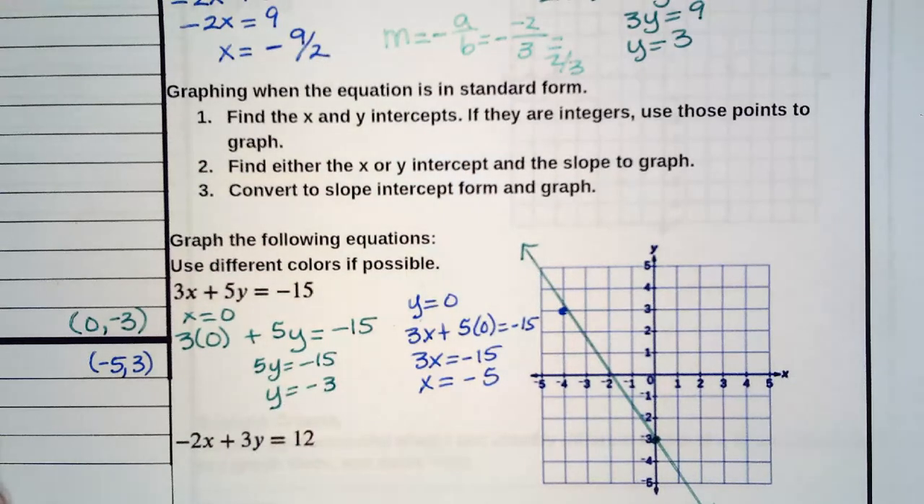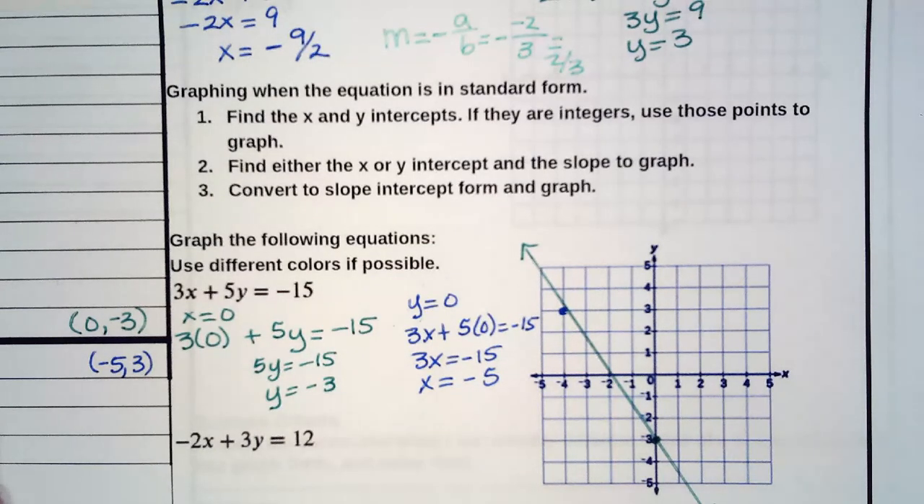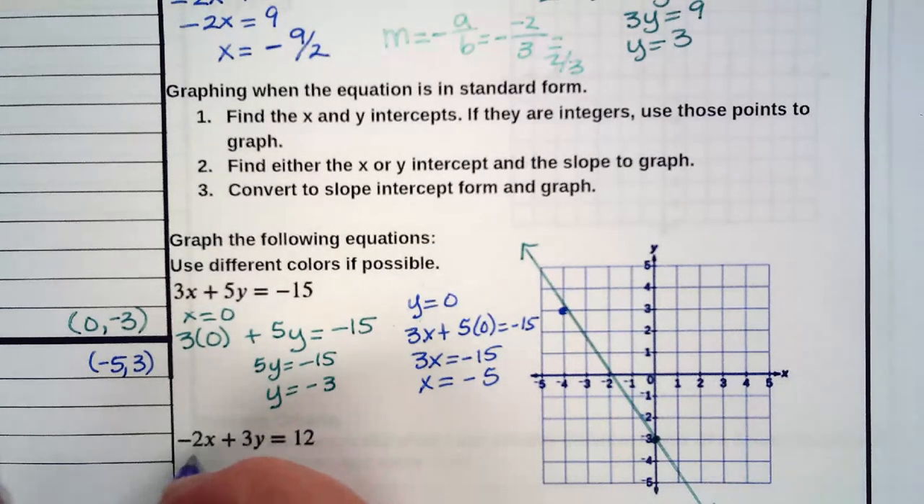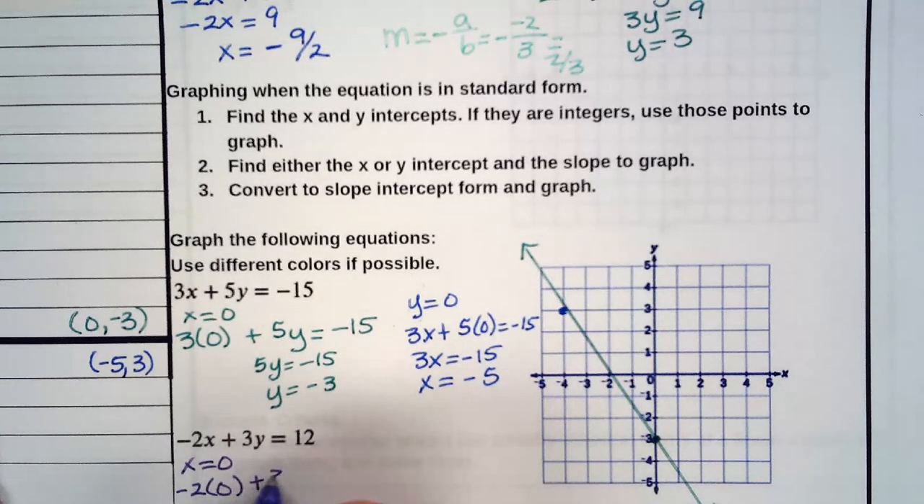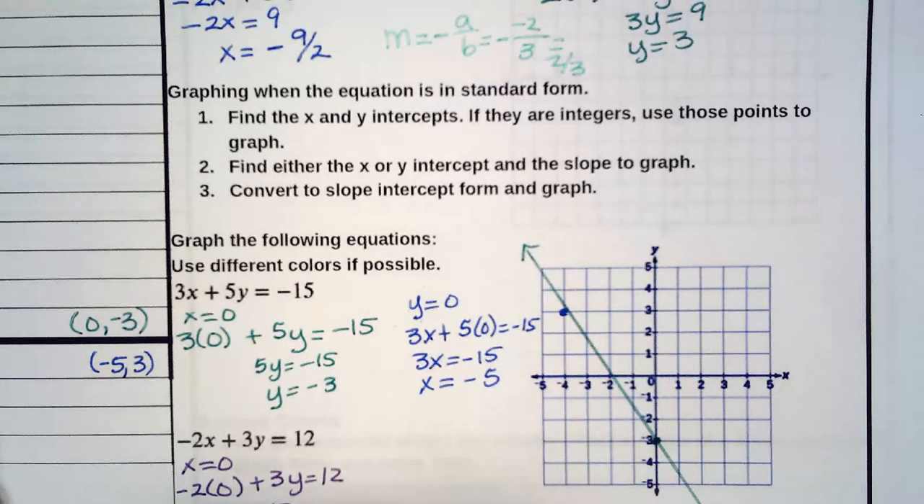Okay, for the second one, I'm going to notice that both of those divide evenly into 12. So I will start with x equals 0. So negative 2 times 0 plus 3y is equal to 12. 3y is equal to 12, and y is equal to 4. So the first one is the point (0, 4).